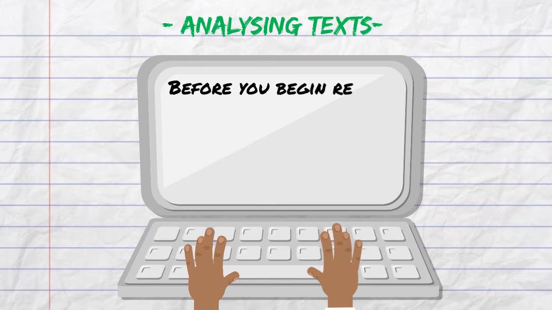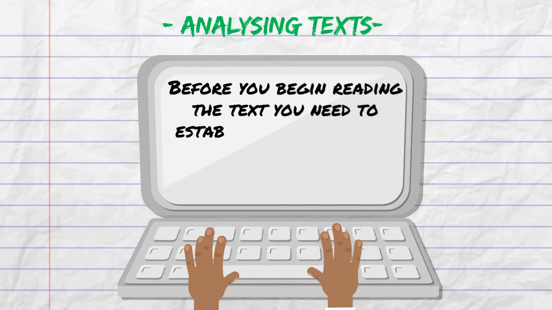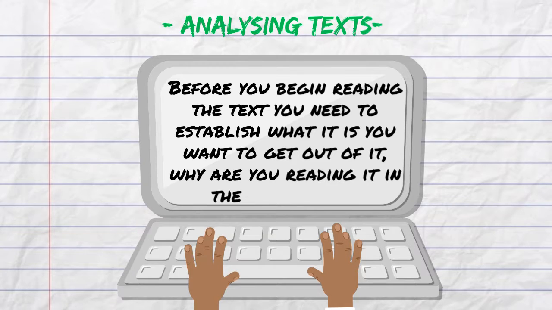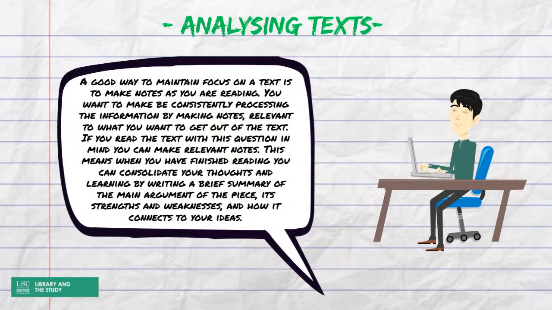Before you begin reading the text, you need to establish what it is you want to get out of it. Why are you reading it in the first place? A good way to maintain focus on a text is to make notes as you're reading. You want to be consistently processing the information by making notes relevant to what you want to get out of the text. If you read the text with these above questions in mind, you can make relevant notes.